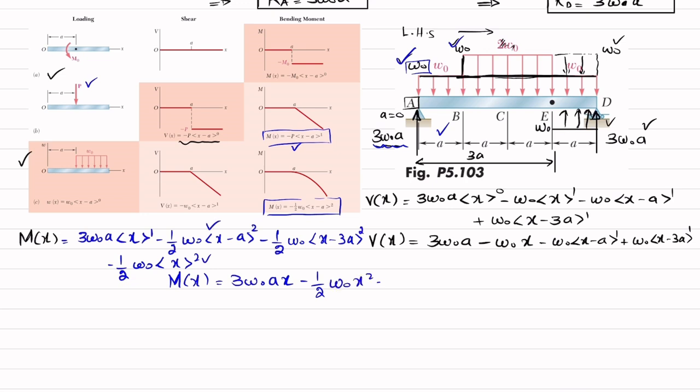This term will be equal to minus 1 over 2 w naught into x minus a square plus, okay, for this load this is upward, so this will be plus. So plus 1 over 2 w naught into x minus 3a whole square, and this is, let's say, equation number 2. So this is the equation of shear force and this is the equation of bending moment for the beam and loading shown.